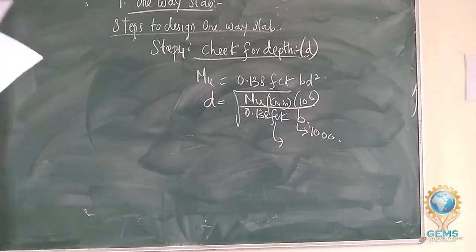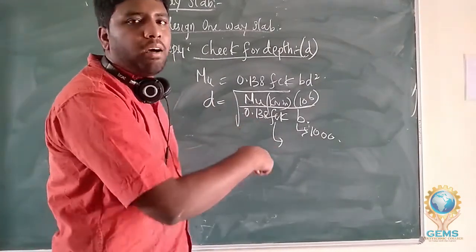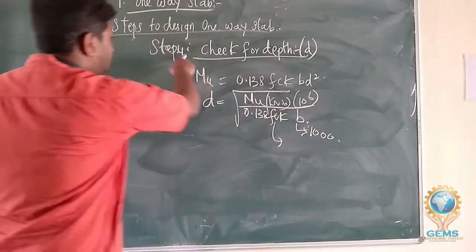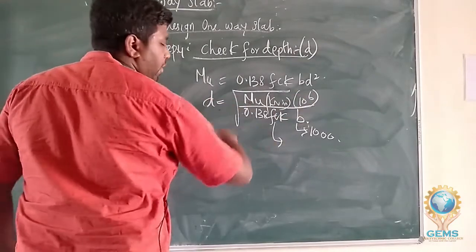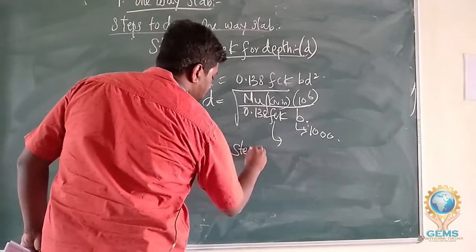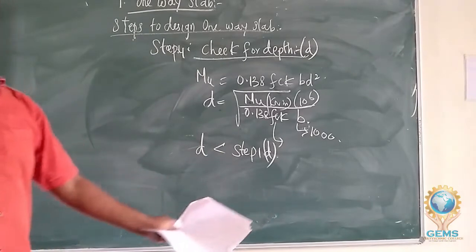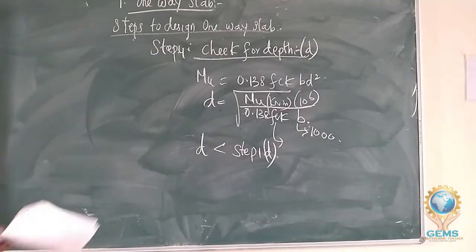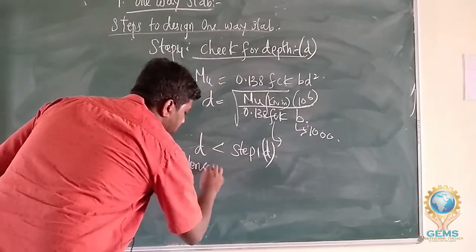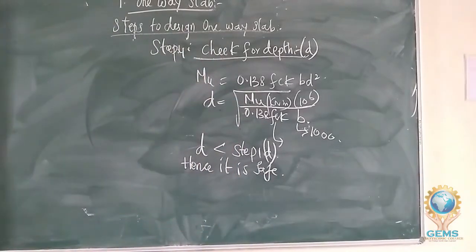After checking the depth, the value of d that you have found by using this formula should be less than the value of effective depth that you found in step number 1. If it is less than the step number 1 d, hence it is safe. It is okay, since it is safe. So this is your step number 4.